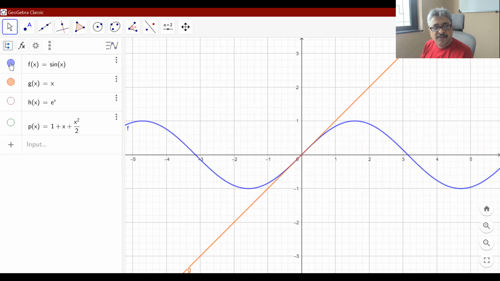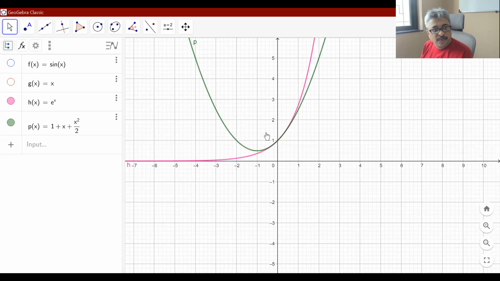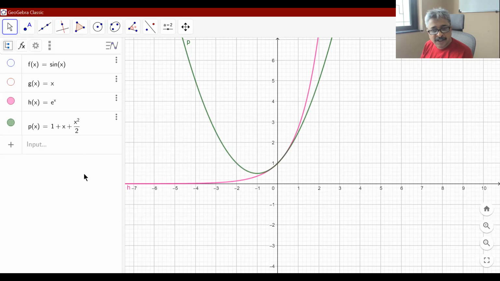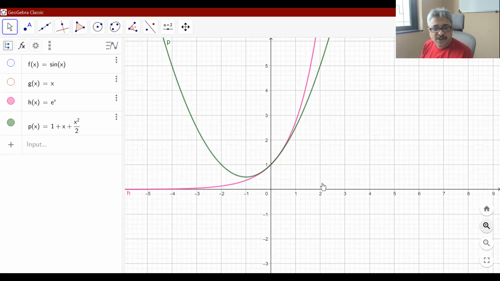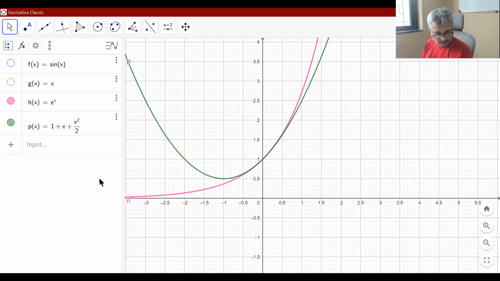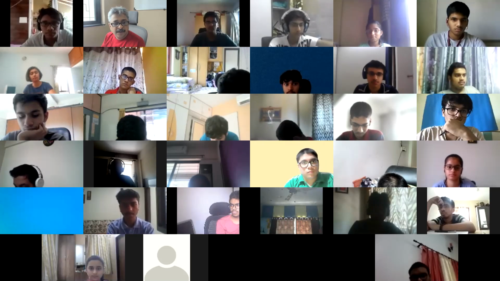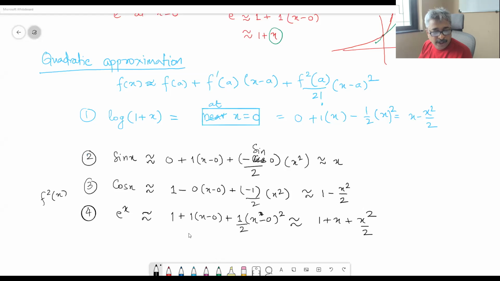Good. Change the original function to e raised to x, and yes, the quadratic looks like this. Near 0, you can observe that this quadratic and e raised to x almost coincide. Okay, now let us do it, because we have been doing it near 0. Okay, stop share, screen share. First do algebra and then we go there.